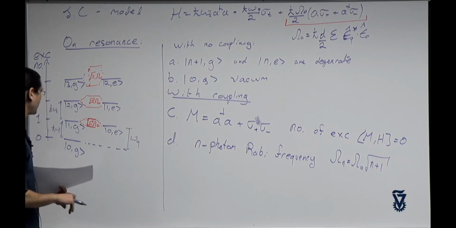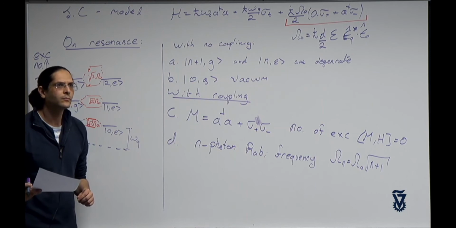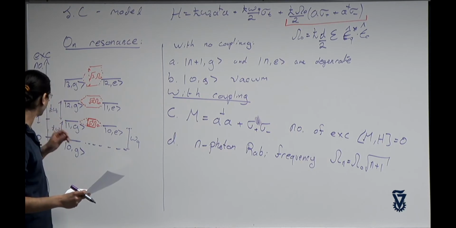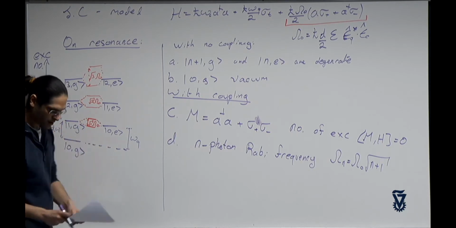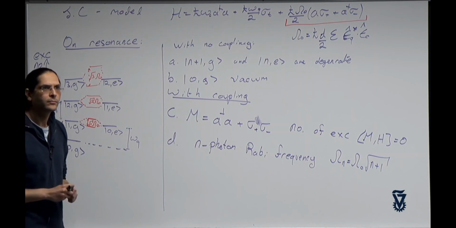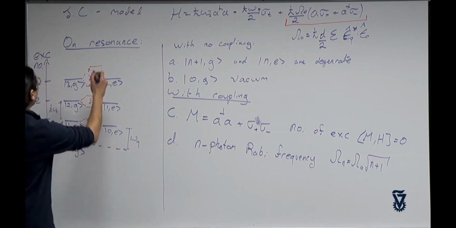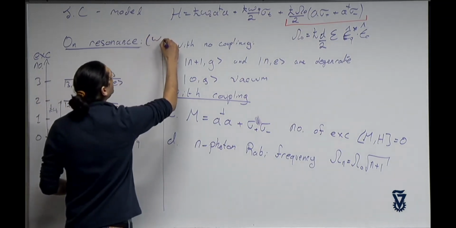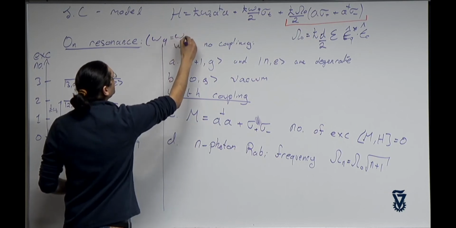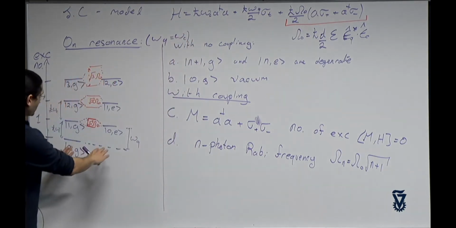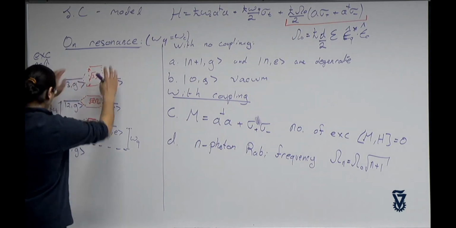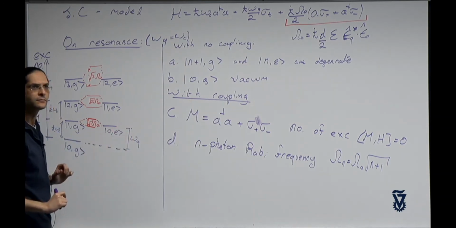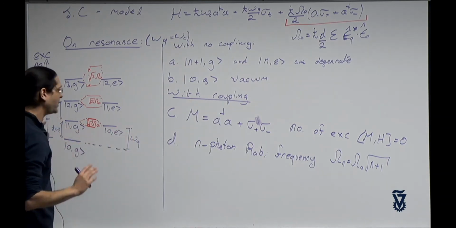Can you please explain again why we consider the first point, n plus 1 and g, and n e, as degenerate, because we only look at the number of excitations? No, we're talking on resonance right now. So I defined omega q equals omega c. Ah, okay. So all I did is write the energy levels, but because this energy difference is this energy difference, yeah, okay, then they're equal.